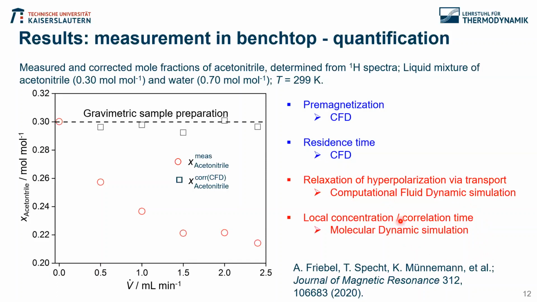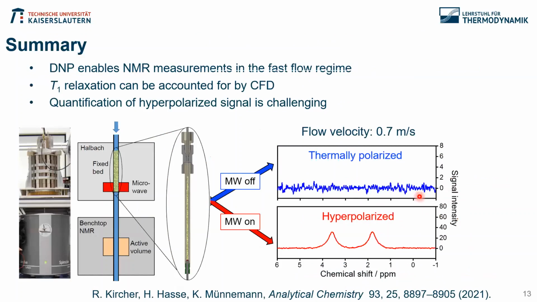So some groups are doing molecular dynamics simulations of that, but if you think of very complex mixtures, that will be really, really challenging. So we are trying to do that, but at the moment we are trying to solve the issue more by means of calibration. So as a summary of the first part, we can now measure spectra with a very decent signal to noise, even at very high flow velocities.